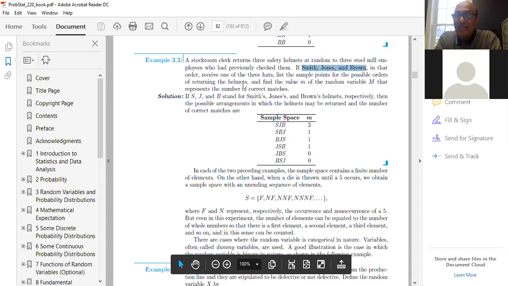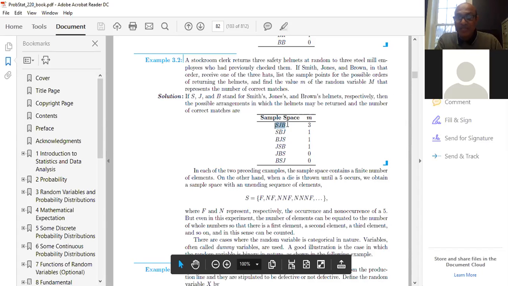So how many possible orders are there to return the helmets, and find the value m of the random variable M. Value m is my number, and capital M is my random variable. Capital M represents the number of correct matches. Now, guys, the language used here in the book is not that obvious, so please try to pay attention. Just make sense that if Smith, Jones, and Brown are in that sequence, that means there is a correct order, and that means we have 3 correct matches because they are returned in that form. So that is 3, right?